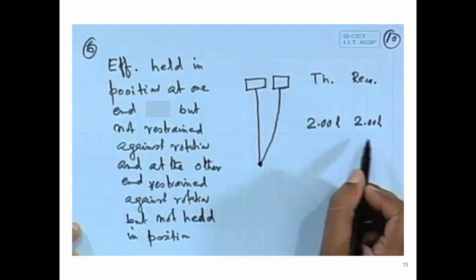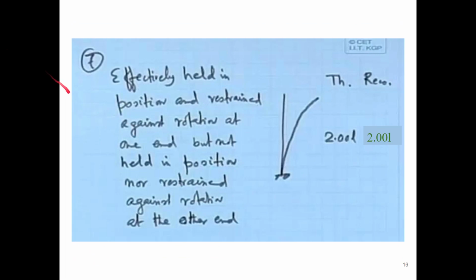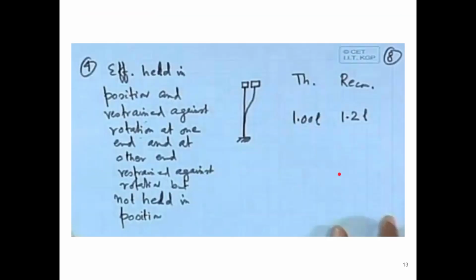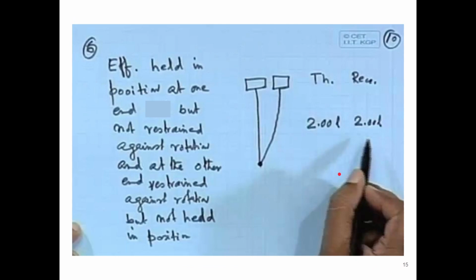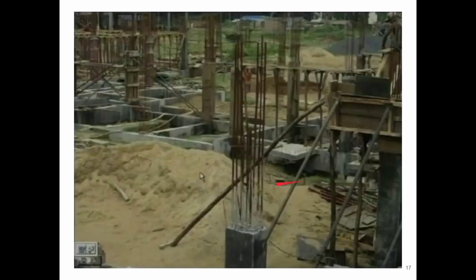In the seventh case, if one end is fixed and the other is free, then in the case of the theoretical value and also the recommended value, we will take twice L, where L is the unsupported length. So that is the seven cases which we will be considering for design purposes. And these are the pictures of the casting of columns.